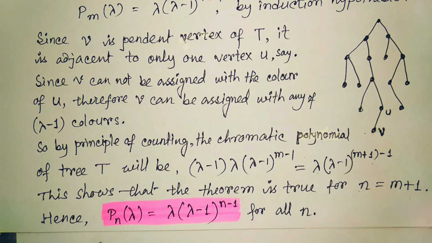So we can say that the chromatic polynomial for a tree is lambda into lambda minus 1 to the power n minus 1 for all n, where n is the total number of vertices. So these are a few theorems for the chromatic polynomial.